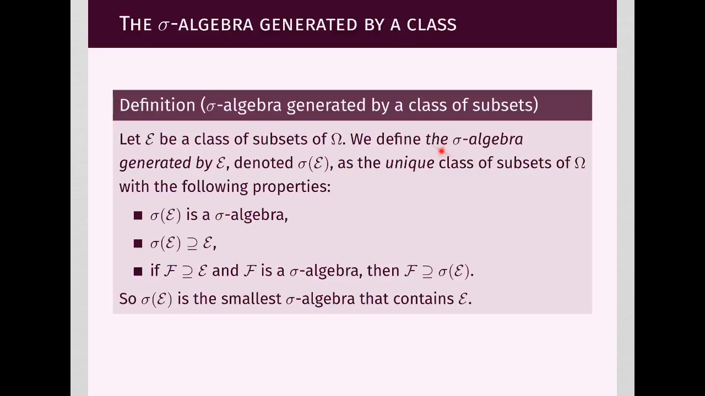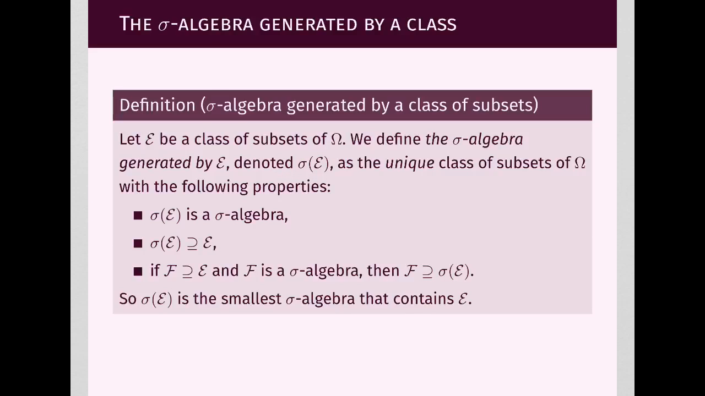So we define the sigma algebra generated by E, which is denoted sigma of E, as the unique class of subsets of omega that has the following properties. The first property is that the sigma E that we are defining is a sigma algebra. The second property is that it is a sigma algebra that contains E. And the third property is that any other sigma algebra that also contains E must contain this sigma E that we are defining.